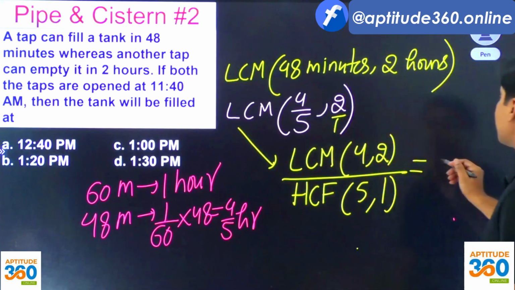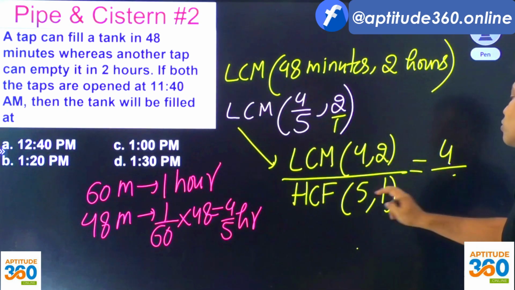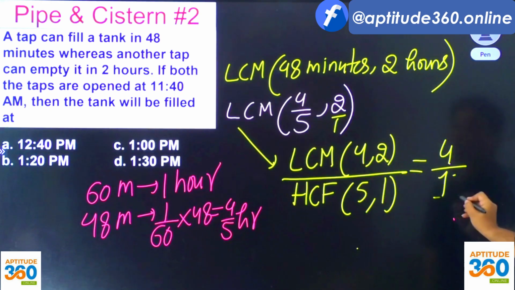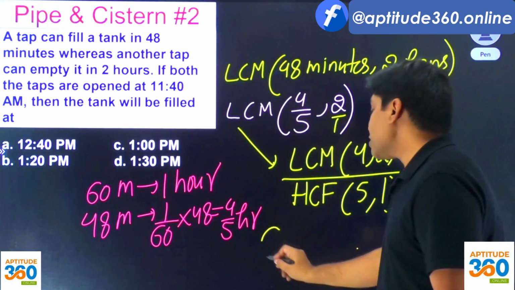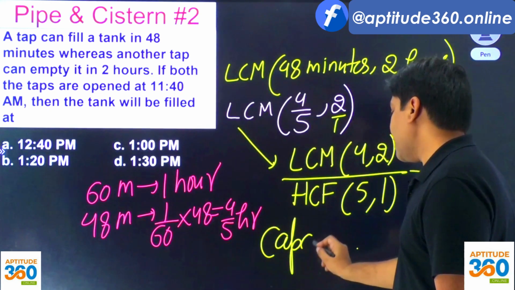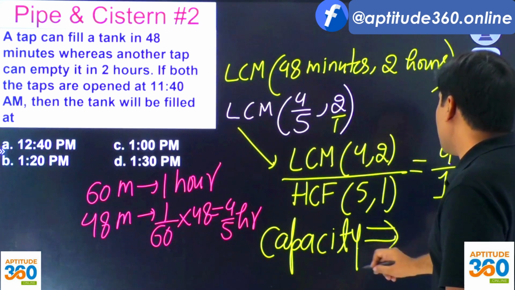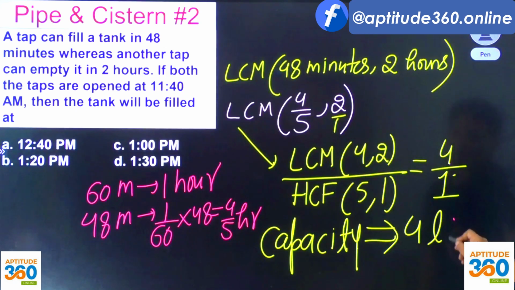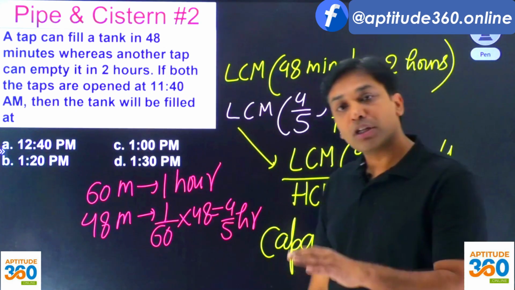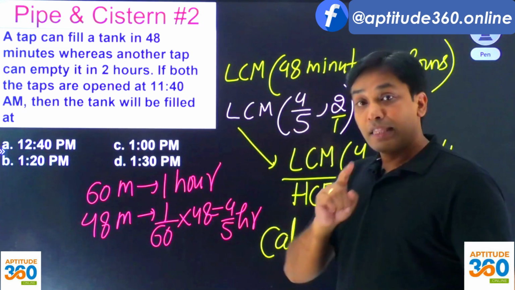So what is going to be the LCM of 4 and 2? This is going to be 4. And what is going to be the HCF of 1 and 5? It is 1. So what should be the capacity of my tank? What did I say in video number 1? I said that the LCM itself is going to be the capacity of the tank. Now, we know that our tank is of 4 liters. That's step number 1.